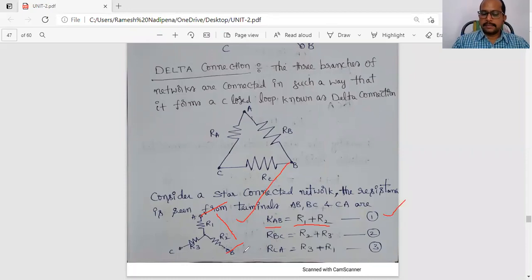Next, consider terminal B and terminal C. This is B, this is C. Now we need to calculate the equivalent resistance across BC.